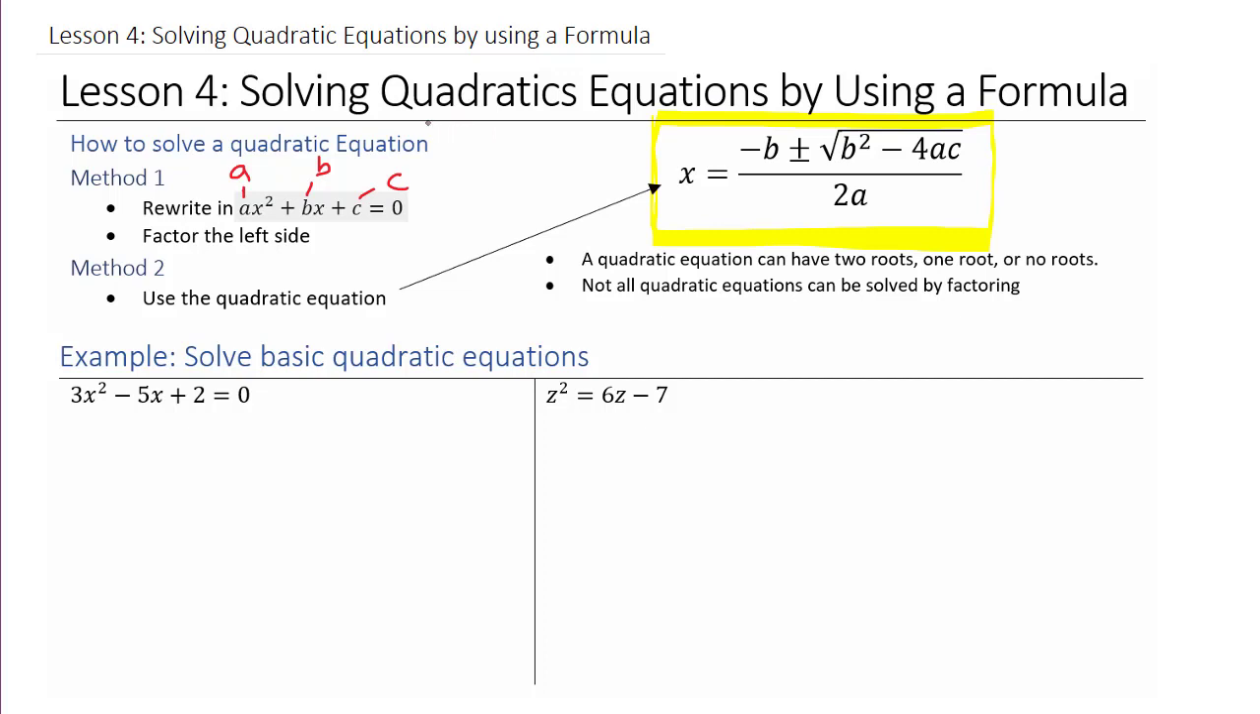All right, so there's two ways we can solve these. We can solve them by factoring, but today most of these aren't going to be very easy to factor, and even if they are, I want you to solve all of them with the quadratic formula to show me that you know how to use the quadratic formula.